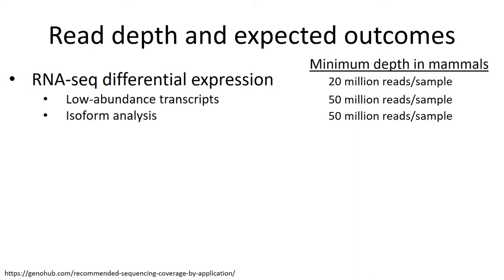This changes if you want to look at something slightly different within your RNA-seq, such as if you want to focus on low abundance transcripts that may not be well represented in your pool of RNA, then you're going to want more reads per sample in order to try to extract more of those low abundance transcript reads. Similarly, if you want to do isoform analysis in your RNA-seq, then you need a lot more reads because you're going to get a lot fewer examples of reads across splice junctions, and you're going to need more sampling in order to extract that information. So at absolute minimum, you want about 50 million reads for these types of experiments.